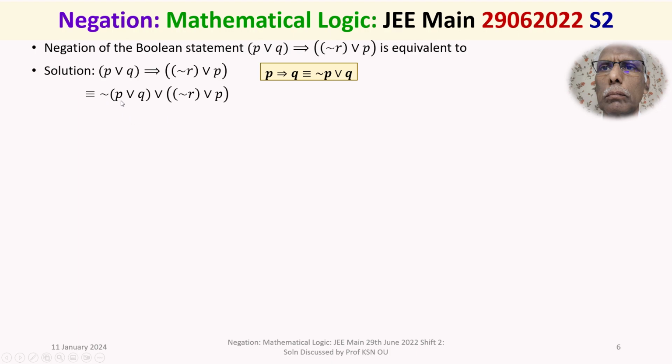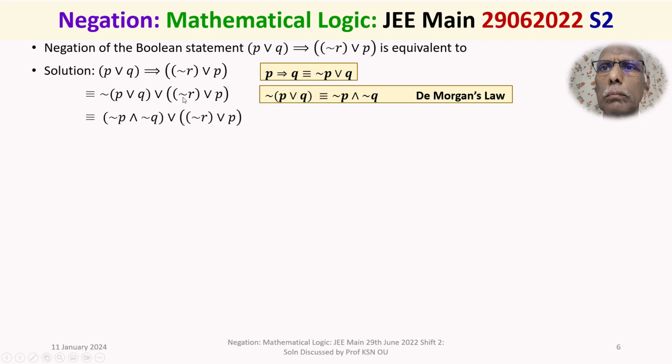For the negation of P or Q, we apply De Morgan's law, and it says negation of P or Q is equivalent to negation of P and negation of Q. So we write down that, and the second one is as it is. Agreed. Now we apply the commutative law here. Negation of R or P: we want to write P or negation of R by applying the commutative law.